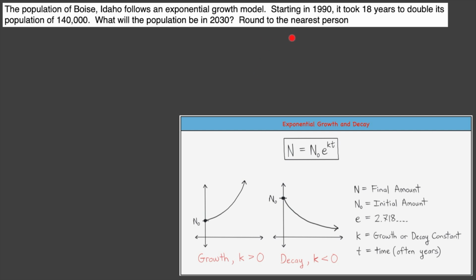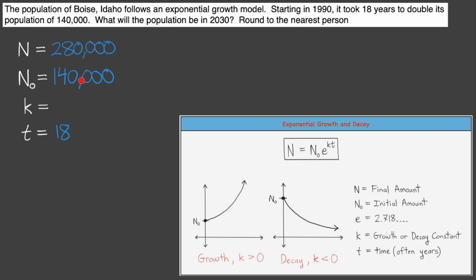All right, so let's go ahead and bring down our variables here and see what we can solve for first. It says starting in 1990, it took 18 years to double. So 18 years is the time for our first set of data here. And then they tell us that it doubled, and the population was 140,000 initially. So that is the initial population, 140,000. So that's N naught. So we can put that here. And then if it doubled in 18 years, that means our final amount is going to be 2 times this. So 2 times 140,000 is 280,000. So our final amount is 280,000.